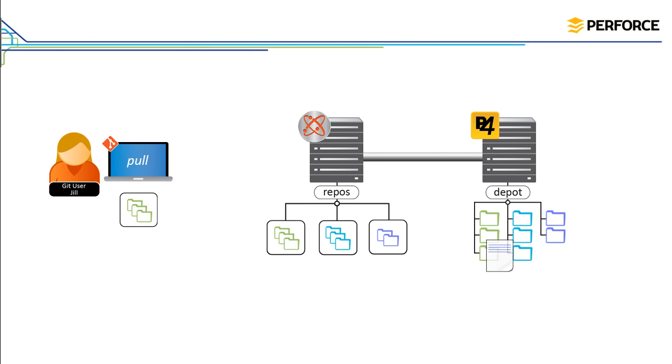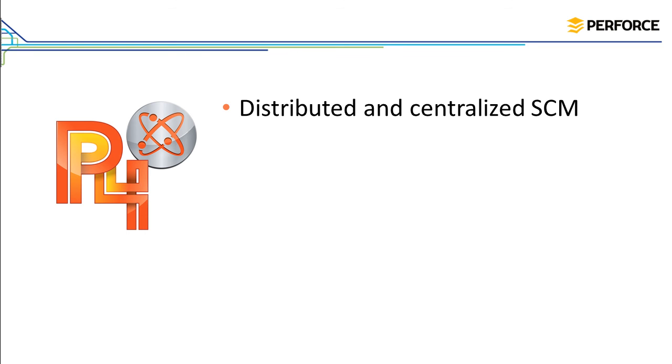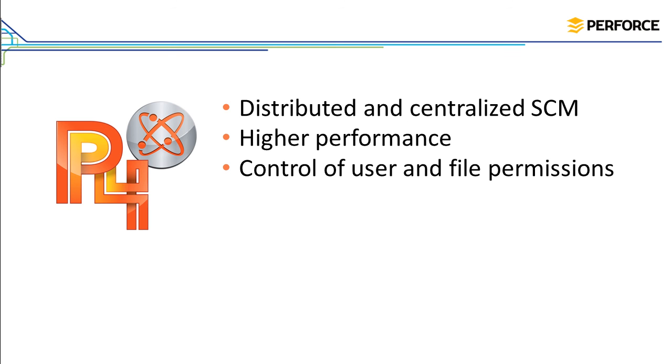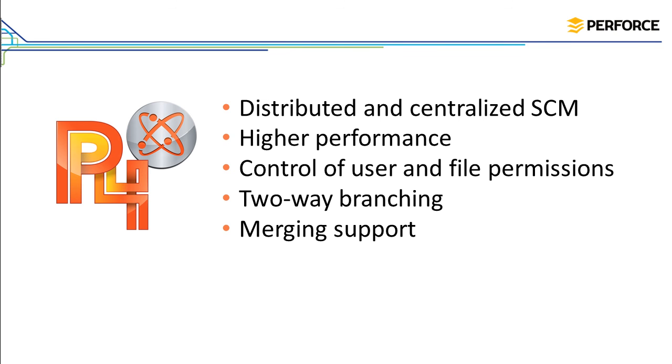When a Git user performs a pull, it is similar to a sync to latest version, and when they push, Git Fusion performs a submit to the Perforce depot. Along with sharing versioned files between two different groups of users, Git Fusion offers the advantages of both distributed and centralized SCM, higher performance, more control of user and file permissions, and two-way branching and merging support.